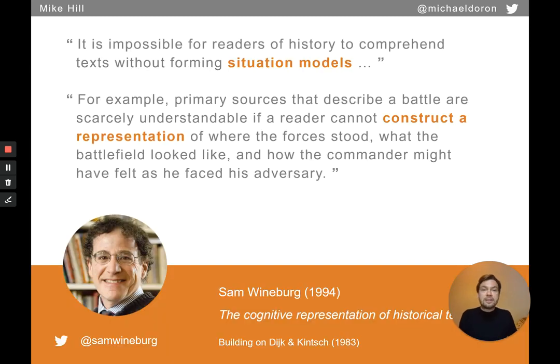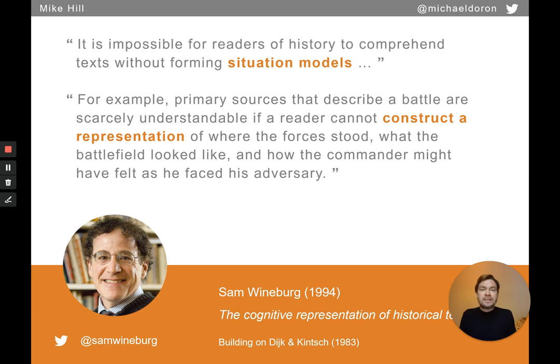And Sam Wineburg, who's a professor of education at Stanford University, has developed more ideas about this. He says that it is impossible for readers to comprehend texts without forming situation models. What we mean by situation models is everything that is implicit in the text, that's not explicit, to understand what's happening. So Wineburg goes on to say, for example, that sentences that describe a battle are scarcely understandable if a reader cannot construct a representation of the forces involved, what the battlefield looked like, and how the commander might have felt.